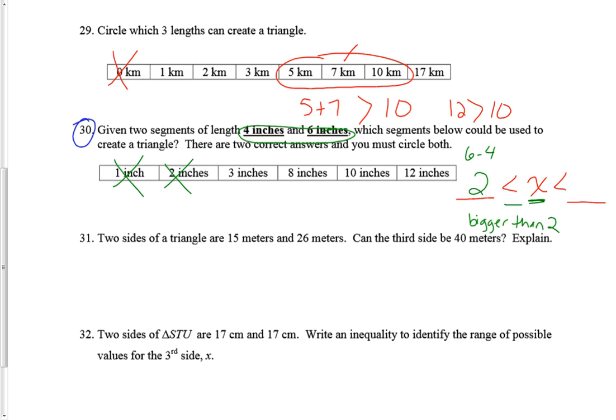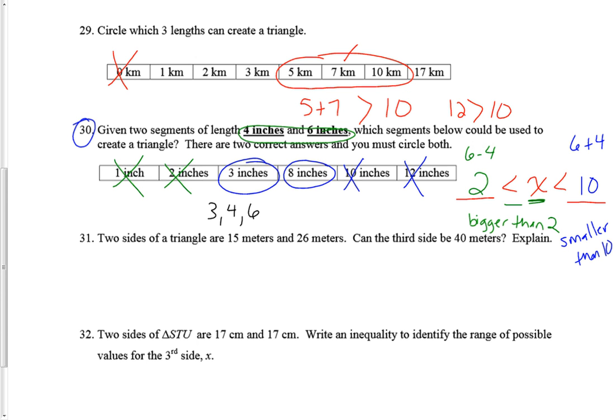For the other end of the inequality, I will add my 6 and 4, and that gives me 10. This tells me that the third side has to be smaller than 10. So now I go over here, 12 is bigger than 10, 10 is equal to 10, which means here are the two choices that will create a triangle. And what that means is if I have the 3-inch, a 4-inch, and a 6-inch segment, those will create a triangle. Additionally, the 4-inch, the 6-inch, and the 8-inch together will create a triangle.